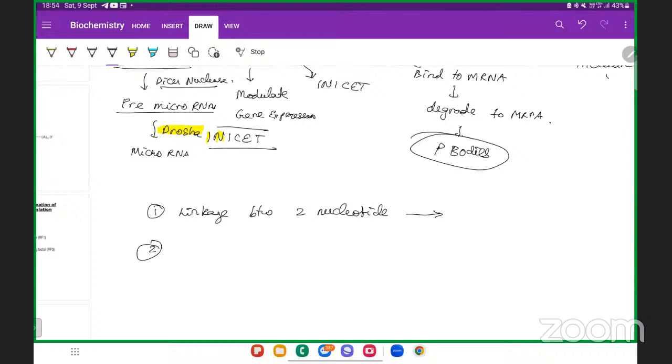Second, all types of RNA are synthesized in the nucleolus. No, only one type, RNA polymerase 1, is alone synthesized in the nucleolus, the rest are all synthesized in the nucleus. So that is wrong. RNA synthesis requires primer. Do you require a primer? No, RNA synthesis does not require a primer.